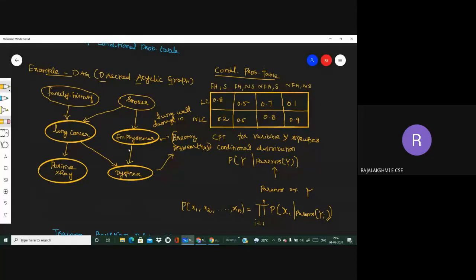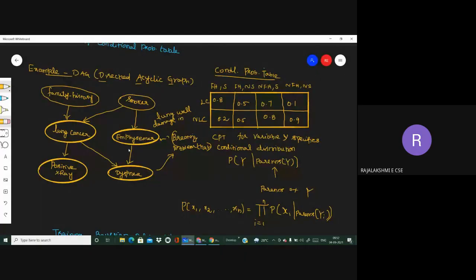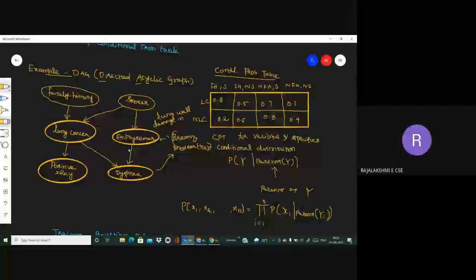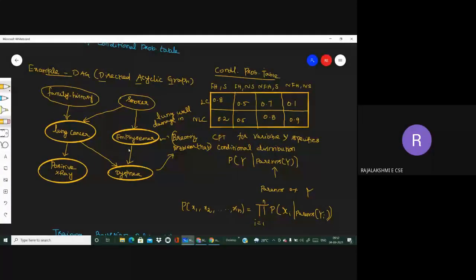Okay. So if you see this conditional probability table, what is the probability of a person having lung cancer who has family history and is a smoker? The probability of getting lung cancer is 0.8. The probability of getting lung cancer when he has family history and is not a smoker is 0.5. So some numbers were given, and these are all the probabilities. Here lung cancer is actually the class label. So the probability of getting lung cancer and not getting lung cancer is given over here.